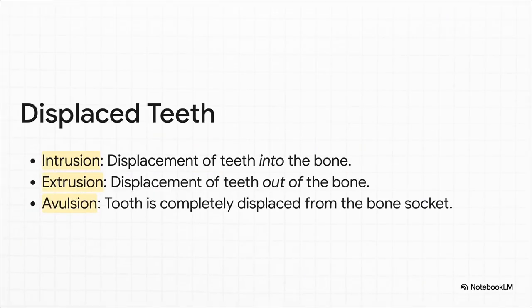But trauma isn't always about breaking things. Sometimes it's about moving them. This is called luxation. So intrusion is when a tooth gets jammed up into the bone. Extrusion is when it gets partially knocked out of the bone. And avulsion? Well, that's the one you really don't want. That's when the tooth gets knocked out completely. The x-ray is key here to help the dentist see what kind of damage has been done to the socket.